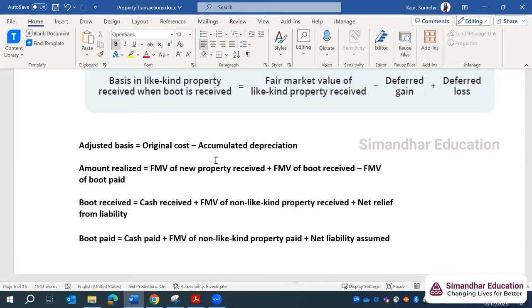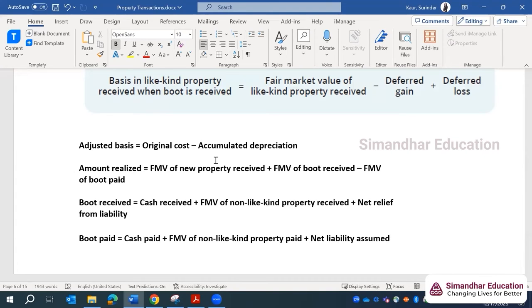Amount realized is the fair market value of the new property that you're receiving plus the fair market value of the boot that you're receiving minus the fair market value of the boot that you are paying. Sometimes you may end up giving cash with the property. So in that situation, you are giving boot and not receiving boot. Okay. So amount realized is the property that you receive, the boot that you receive minus the boot that you give.